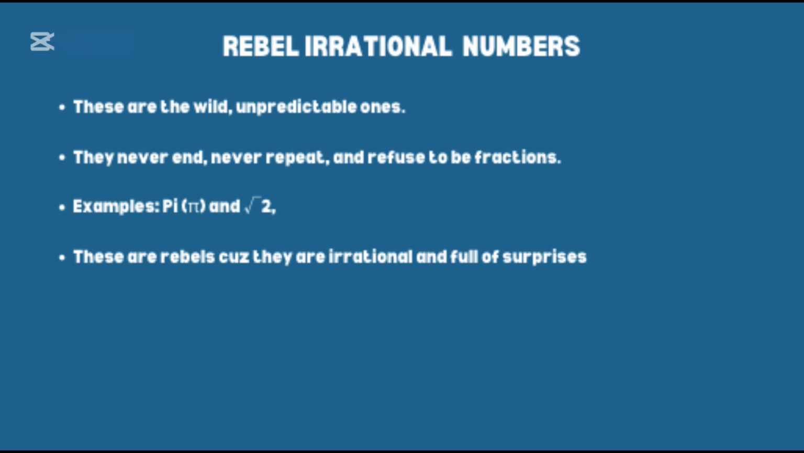So they never end, they never repeat, and refuse to be fractions. So examples of these numbers are pi and the square root of 2. These are rebels because they're irrational and full of surprises.